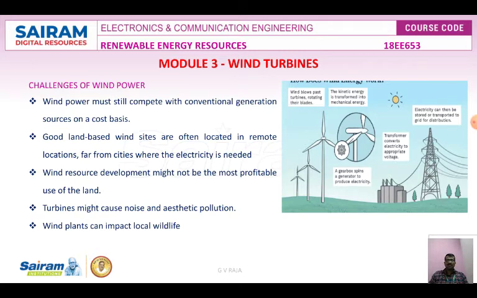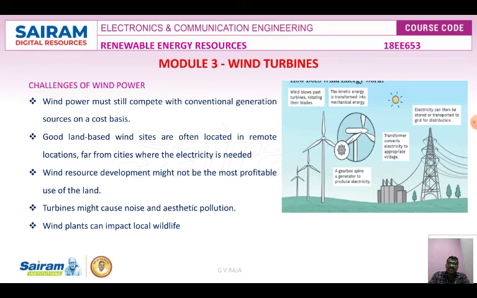The turbines might cause noise and aesthetic pollution also. If a nearby house is there, the rotation will give some kind of noise that will affect them, that will create noise pollution. All that we have to see. Sometimes wind plants can impact the local wildlife. That means whenever some birds are flying through, sometimes the blade will cut the bird. Even though it is kept at a 20 meter height, some creatures will be damaged. Their lives will not be stable.